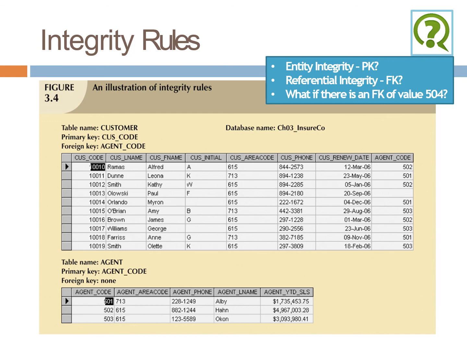The next question I put there: what if there is an FK of value 504? The answer is, if there's a value of 504 for the foreign key, referential integrity does not exist, because when we map 504 to the primary key in the agent table, 504 doesn't exist in agent code. So if there exists an FK of value 504, this table or this database doesn't have referential integrity.